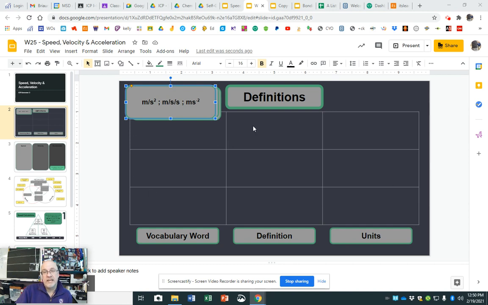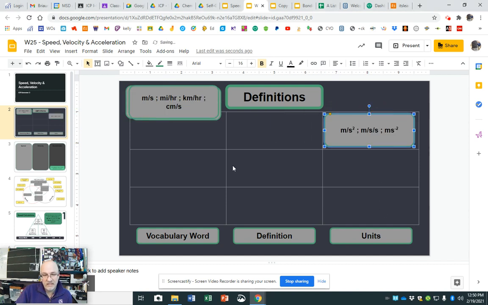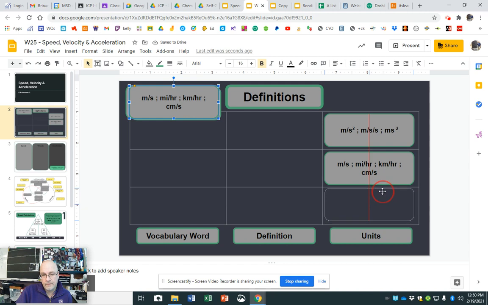So this is the one thing: speed, velocity, acceleration. I need you to be able to tell me what the units are for these, and you have a page in your notebook for them. Those are units right there. I need you to put them in the units column.